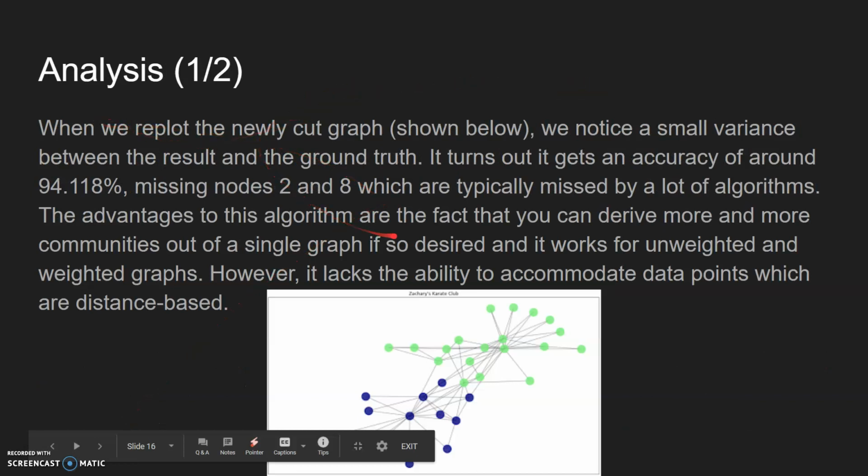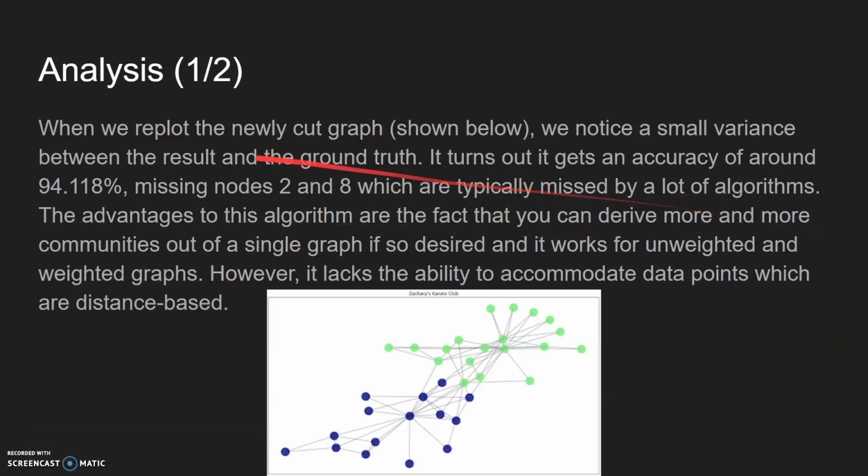So here's my analysis of what happened when I applied it to the Zachary's Karate Club dataset. When we plot the newly cut graph shown below, we notice a small variance between the result and the ground truth. It gets an accuracy of around 94.118%, missing nodes 2 and 8, which I think are around these ones, and they're typically missed by a lot of algorithms. The advantages of this algorithm are that you can derive more and more communities out of a single graph, if so desired, and it works for unweighted and weighted graphs. However, it lacks the ability to accommodate data points which are distance-based, like k-means or agglomerative.